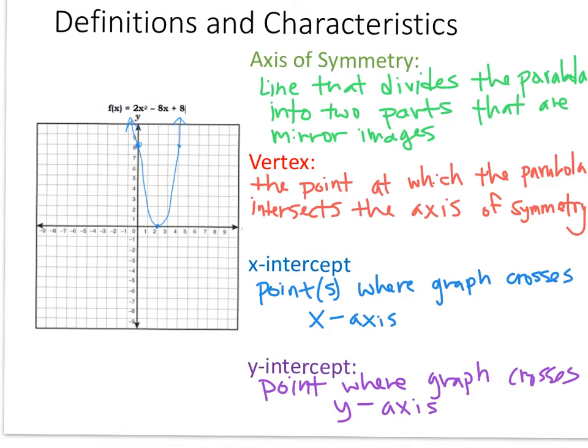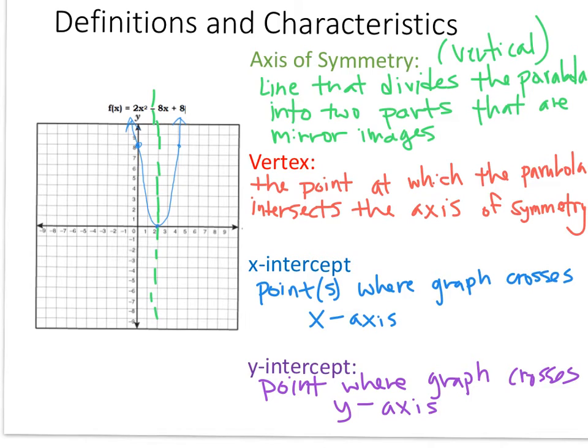Alright, so if I look at these definitions, the first one that we have is what we call a line of symmetry, or an axis of symmetry. The axis of symmetry is actually a vertical line. So it's a vertical line that divides the parabola into 2 parts that are mirror images. And basically what that's going to do is cut right down the middle. So if I was to imagine this line here, it's going to cut all the way through the middle.